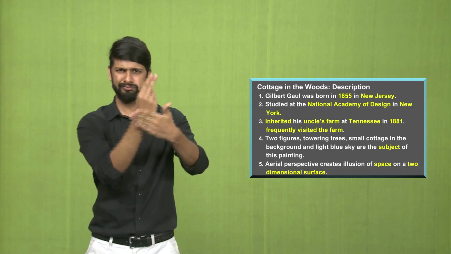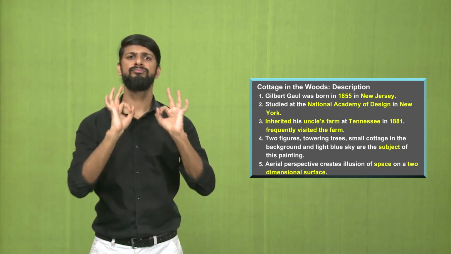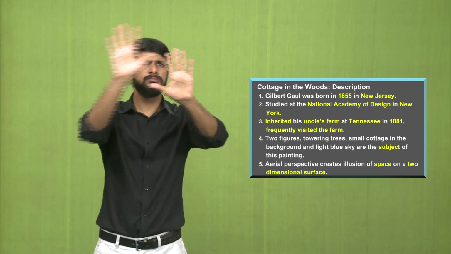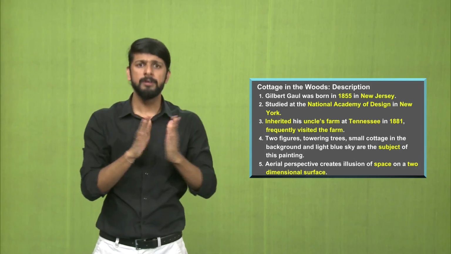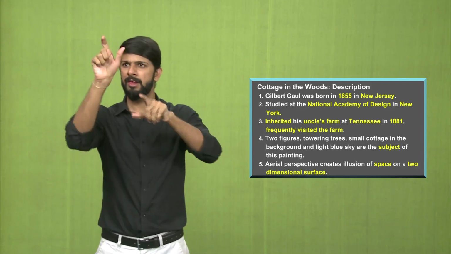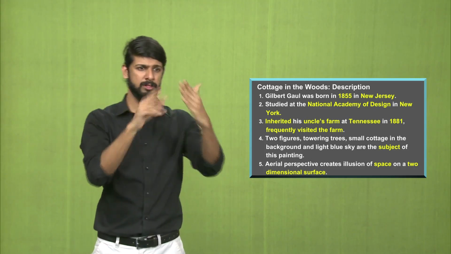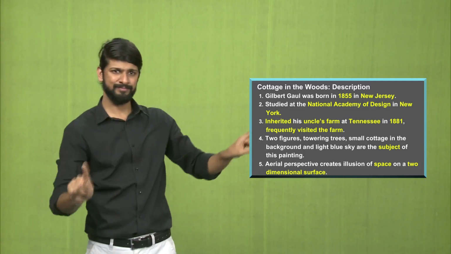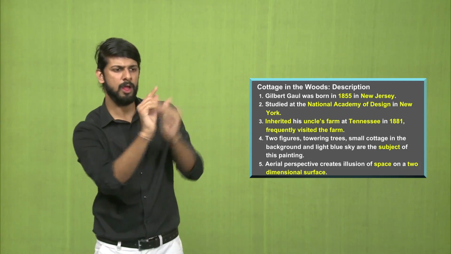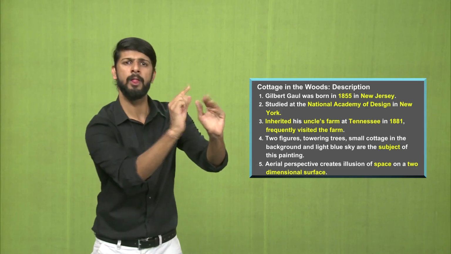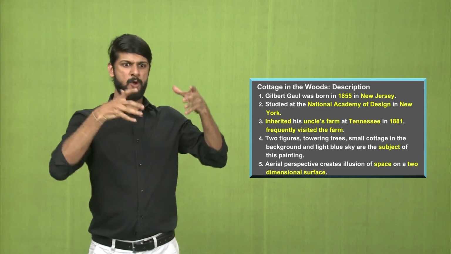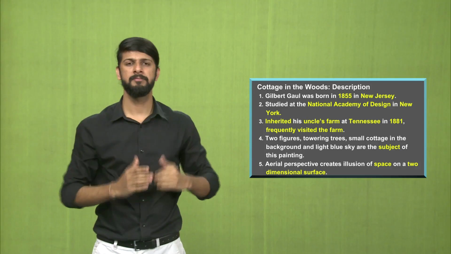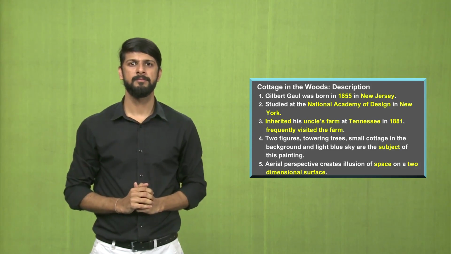Gilbert Gaul ensured the illusion of space on a two-dimensional surface by creating an aerial perspective. Paper or any form of paper is only two-dimensional, that is the length and the width, but space, that is three-dimensional, being able to see the background, the house in the background, the sky, the trees, has been created very skillfully.